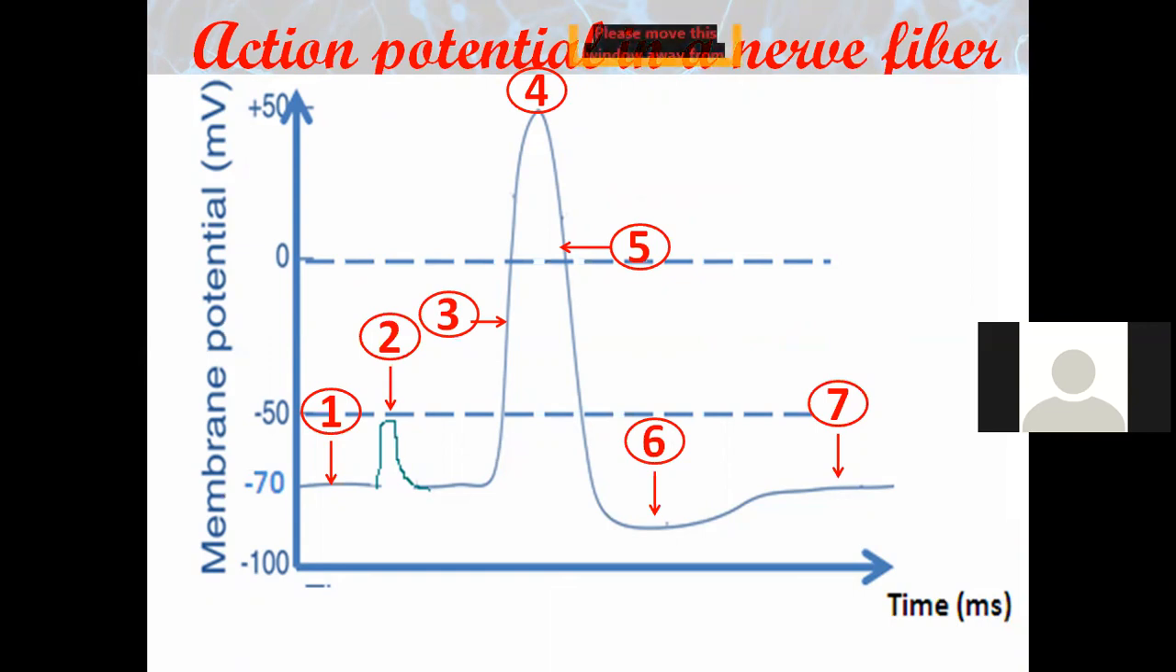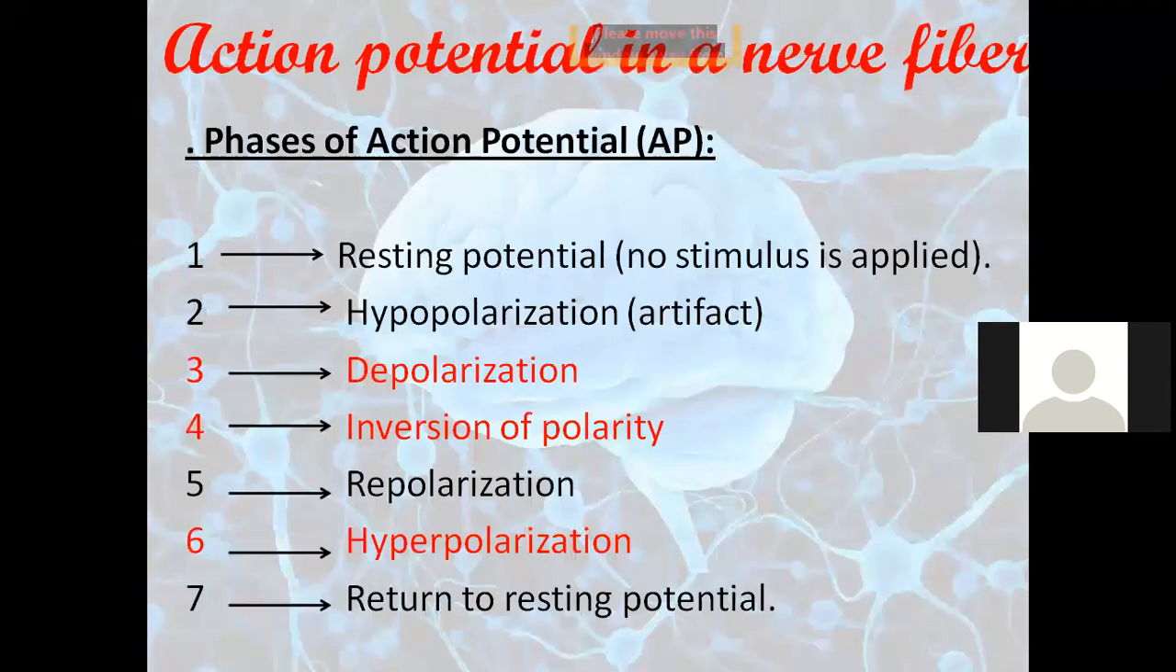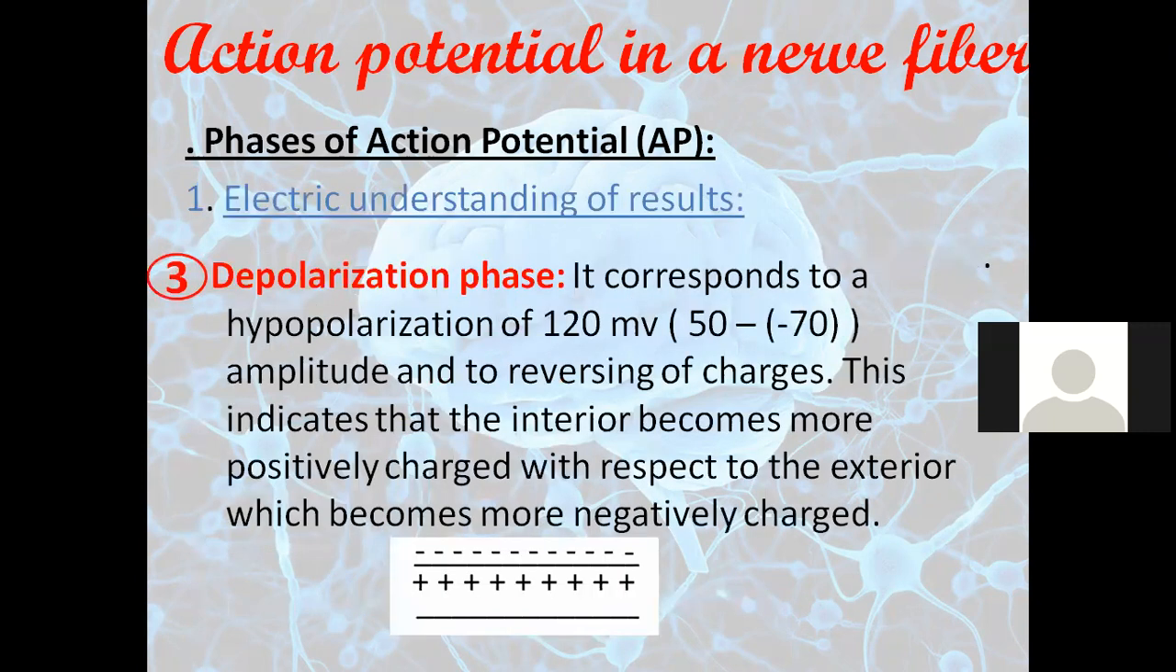Number 4 is the state where we invert from the positive toward the negative, so it's called inversion of polarity. Number 5, we're going back to the negative, so going back to polarization is repolarization. Number 6 is called hyperpolarization. Why is it hyper? Because the polarity is more than normal. It's more negative than the normal, even more negative than the resting. And number 7 goes back to the resting.